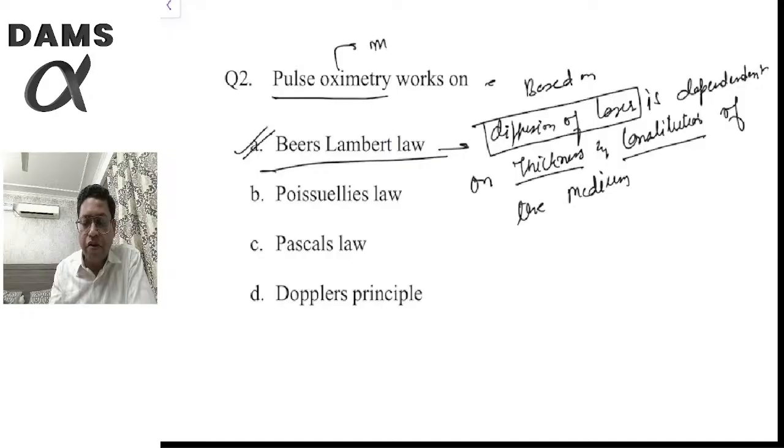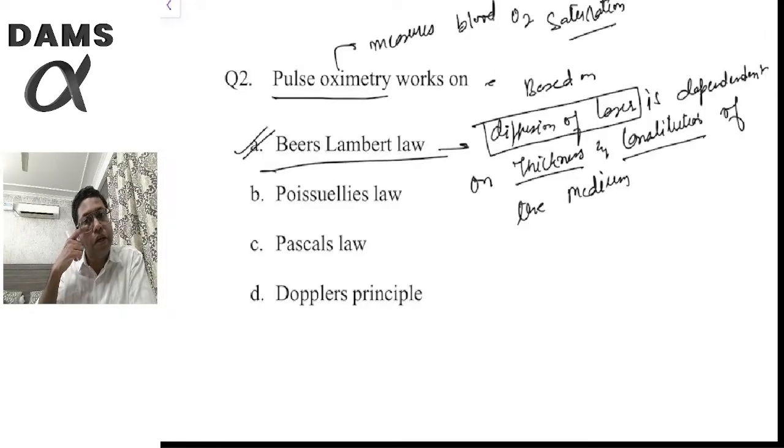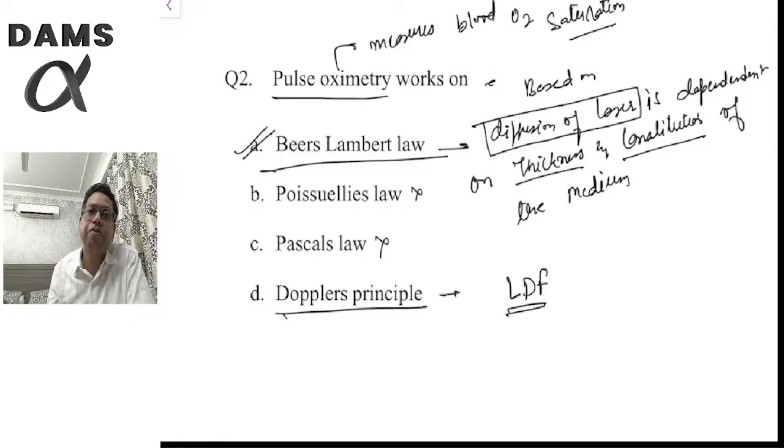Pulse oximeter, all of you know that it measures blood oxygen saturation. So it is also a very good diagnostic test, a true pulp vitality diagnostic test. Poiseuille's law, Pascal's law are not related. Doppler's principle is the working principle for laser Doppler flowmetry. The word Doppler is there. So answer to question number 2 would be pulse oximetry works on Beer-Lambert law.